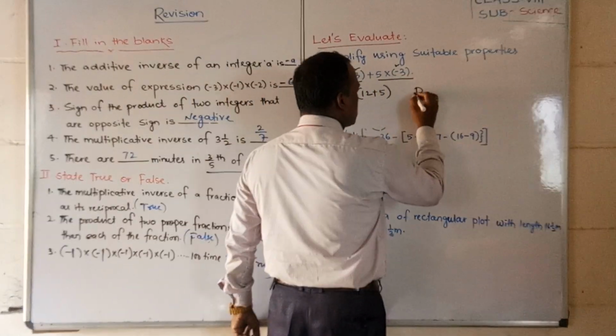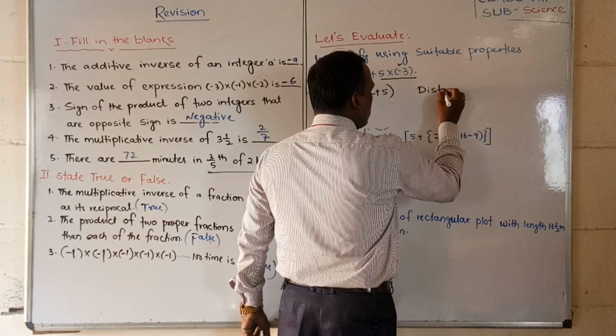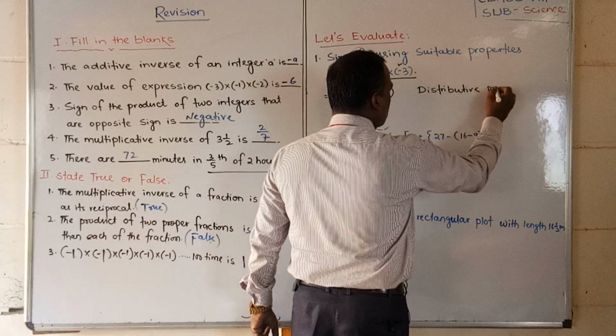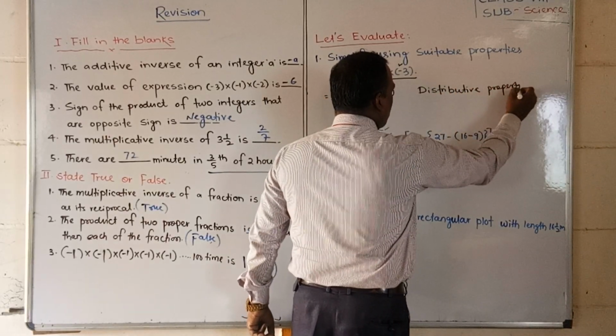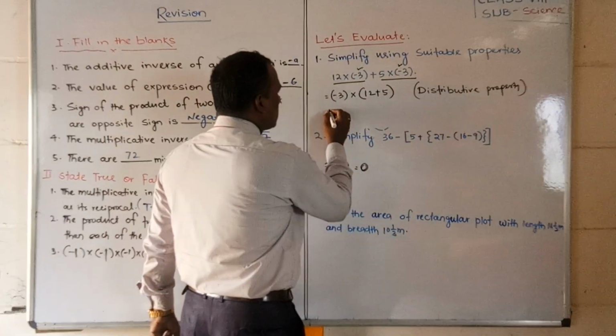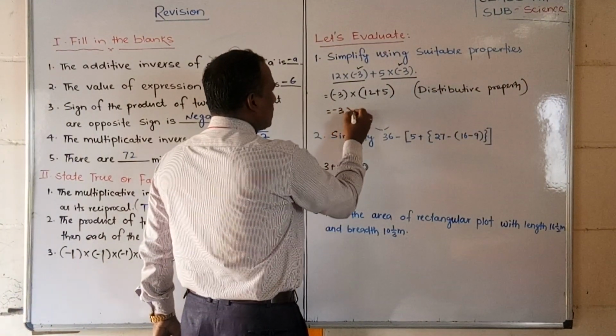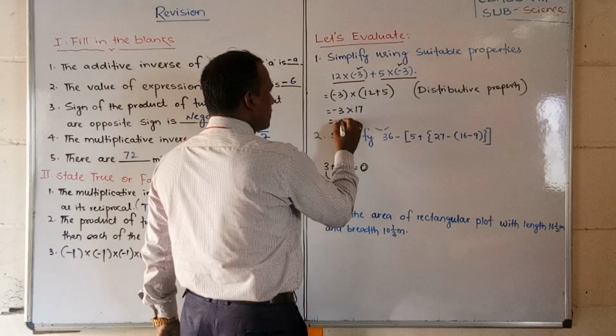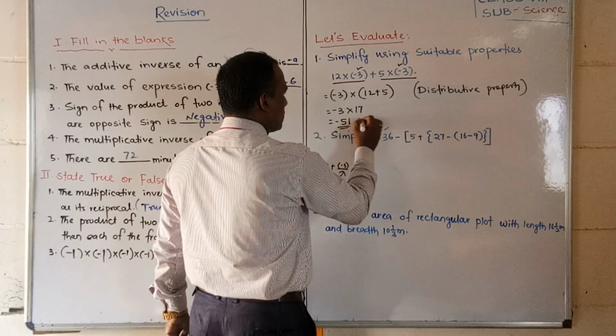So which property is this? We used the distributive property. Okay. So now what answer do we get? Minus 3 into 17. How much will it come? Minus 51. This is our answer.